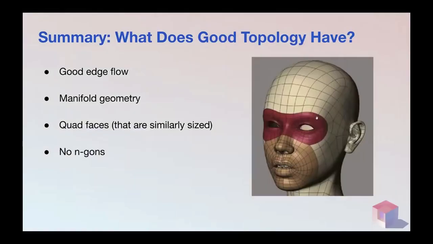So let's sum it up. What builds a good topology? First, you have a good edge flow. Look at this face, smooth. You want to have manifold geometry: lines connected to lines, not connected to only one vertex or floating around. And you want to have quad faces: similar size, quad faces, only 4 sides, not 5 sides, no n-gons.